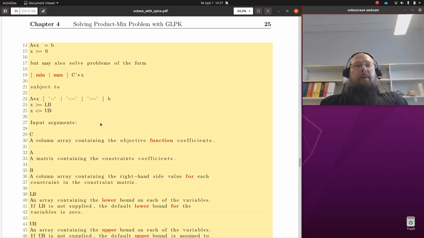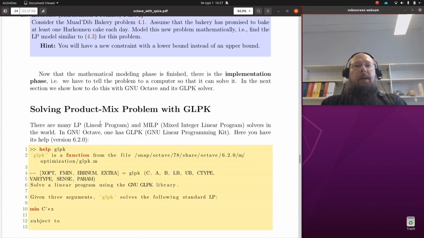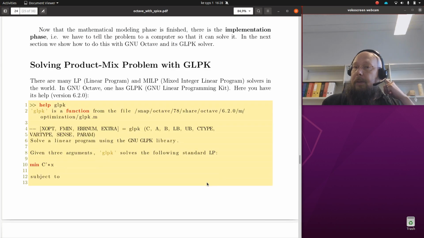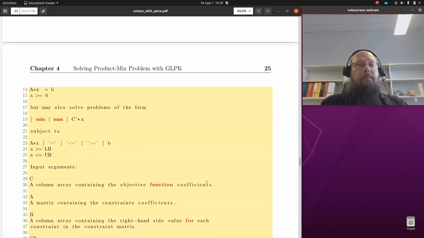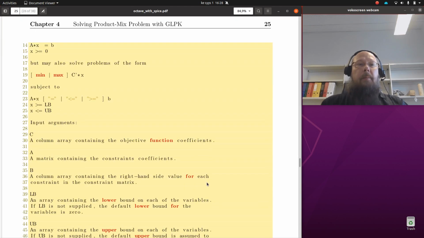So we have to look a little bit further. This C, A, B, LB, UB, CTYPE, VARTYPE, SENSE, PARAM, whatever they are. Let's try to be a bit greedy here and see how fast we can figure out what is the magical spell we have to cast to make GLPK work for us. So let's see the input argument C. It's the column array containing objective function coefficients. Okay, that's precisely what we had.